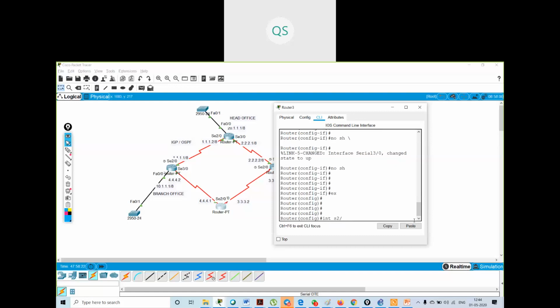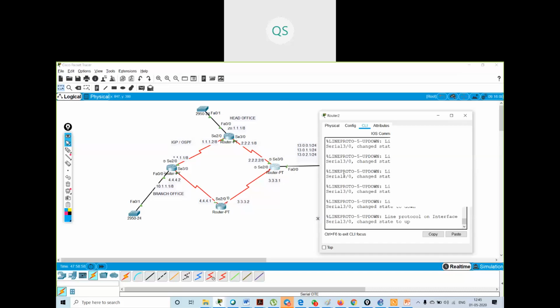Interface serial 2/0, IP address 3.3.3.2 255.0.0.0. Then I will use a LAN interface also, FastEthernet 0/0. I will use IP address 1.1.1 with /8, no shut.